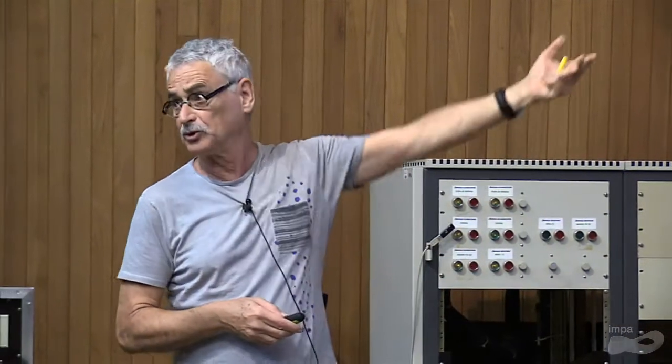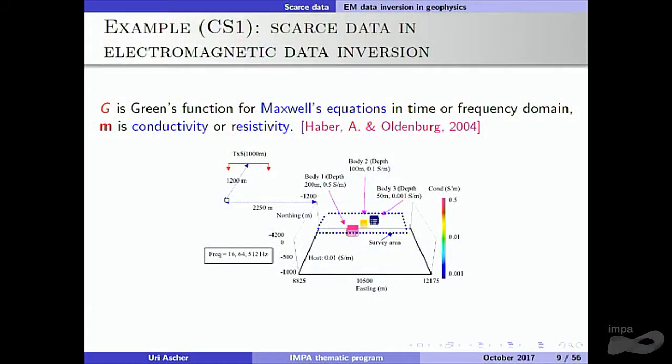Again, not any Tikhonov at all. It has to be something reflecting the reality of the situation, a particular prior information, a true prior information, in order to come up with solutions that not only fit the data, but also are close to M star.